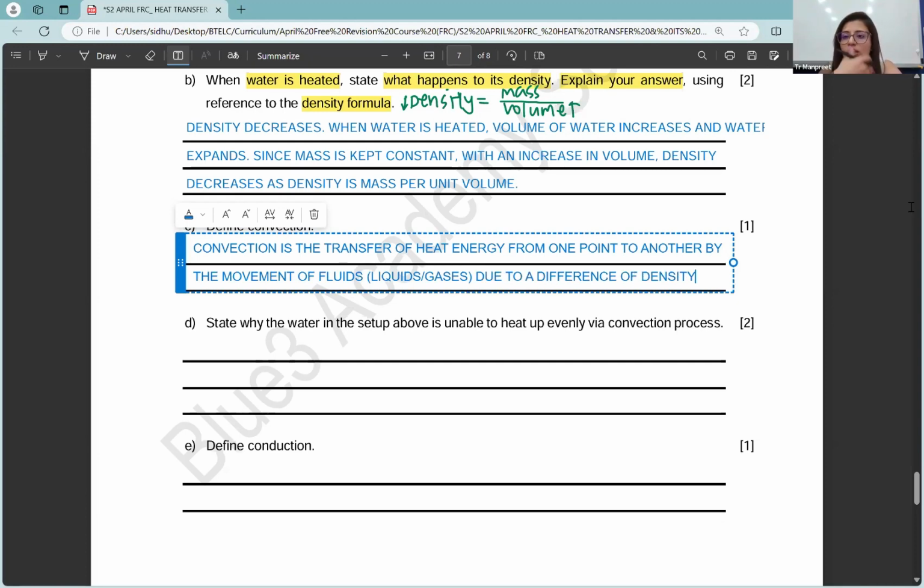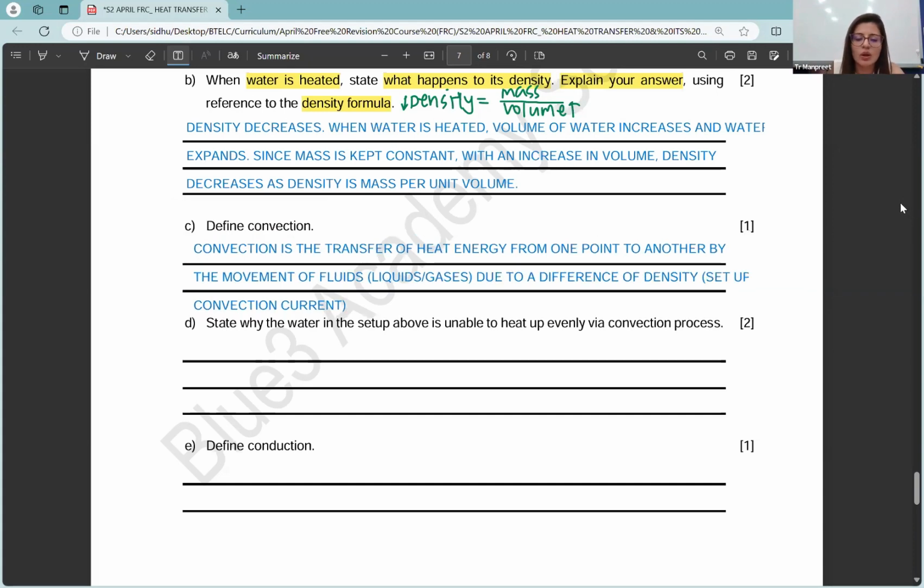Okay, there's also another way to write it. You can say there's a transfer of energy from one point to another by the movement of fluids, setting up a convection current. So the difference in density, in this case, will set up your convection current. This is how I explained it to you, right? Hot rises, cold sinks.